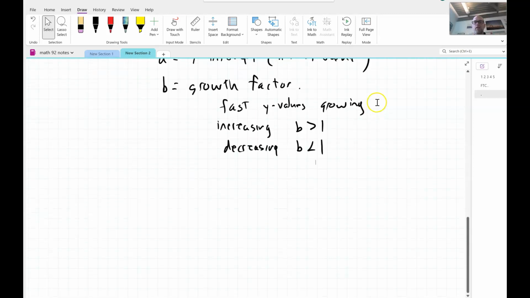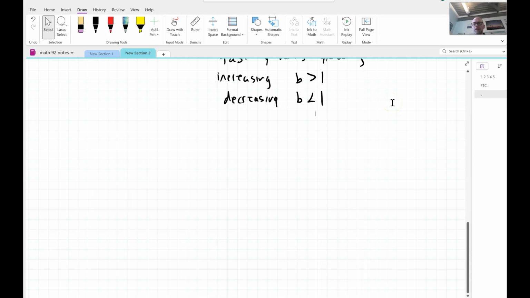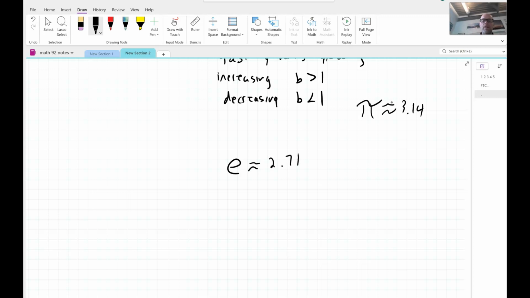I'm going to say one other thing. There's a special number. You guys are all familiar with pi, right? You know that pi is approximately 3.14. We have another special number called e. E is approximately 2.71. And you're going to see e shows up a lot in exponential discussions. So if you see an equation like f of x equals e to the x, don't get alarmed. That e is a number.